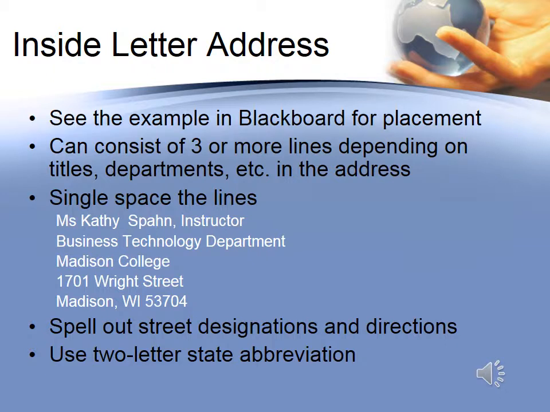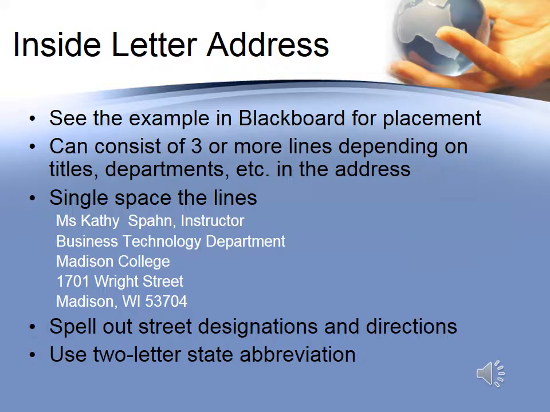After the date line, our next mandatory letter part is the inside address. This is who the letter is going to. Who is it going to be mailed to? Again, see the example in Blackboard for the placement of this. And note that an inside address can consist of three or more lines, depending on titles and organizations and departments. The bigger the organization, the more lines you may need to get to that person, such as the example that I show here of myself.